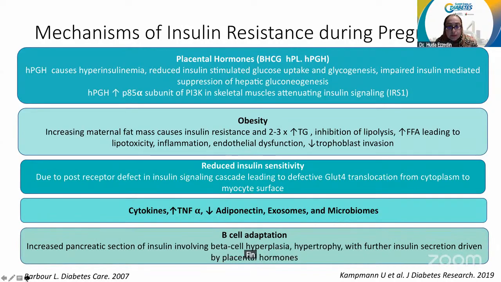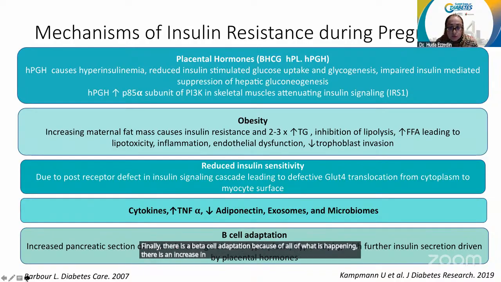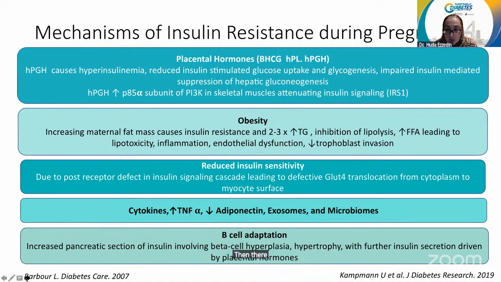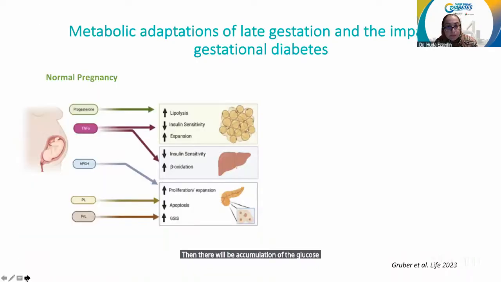Finally, there is a beta cell adaptation. Because of all of what is happening, there is an increase in the pancreatic cell mass, producing beta cell hypertrophy and hyperplasia, with further insulin secretion driven by placental hormones. And failure of having that adaptation, there will be accumulation of glucose in the milieu.